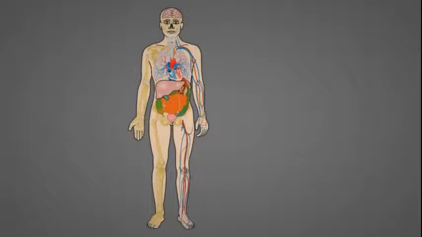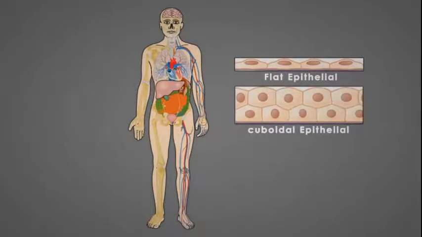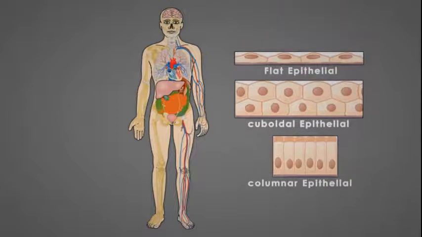One surface of the tissue is free and the other adheres to a basement membrane. The shape of epithelial tissue may be flat, cuboidal or columnar. If the epithelium consists of one cell layer, it is called simple epithelium.